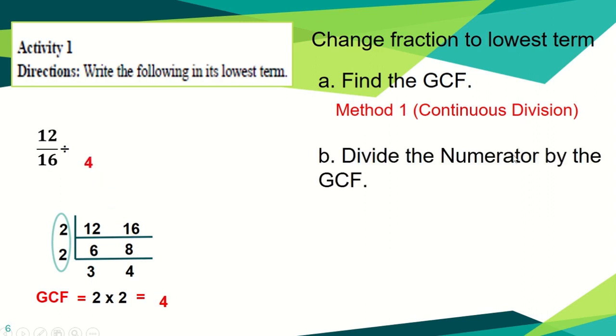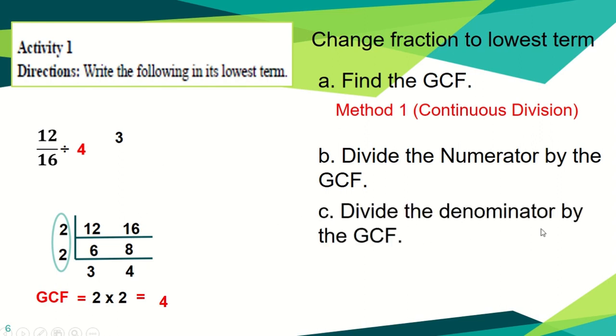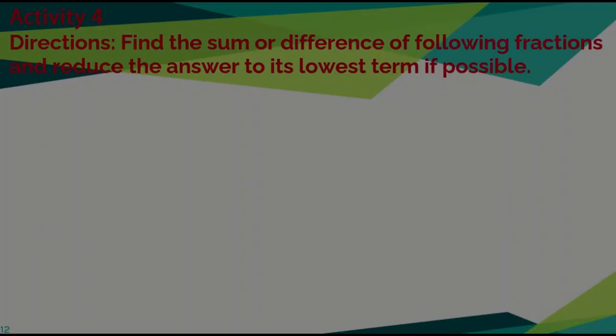So, yung next step, divide the numerator by the GCF. Alin ba numerator? Yung 12. So, 12 divided by 4, we have 3. Step C, divide the denominator by the GCF. So, itong denominator, 16 divided by 4, we have 4. So, our lowest term is 3/4. So, ganyan ang gagawin nyo sa activity 1. Pwede rin method 2, which is the list down.